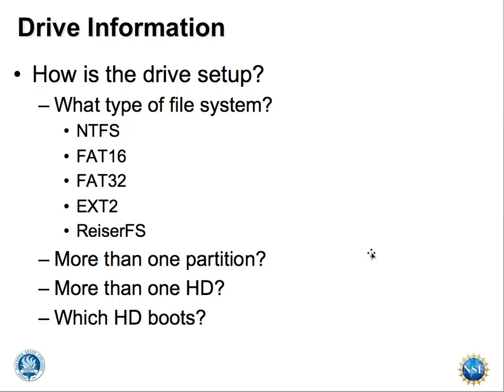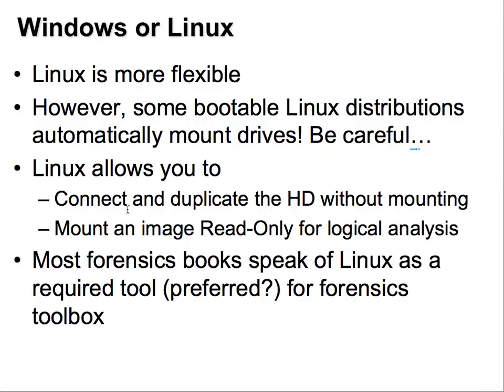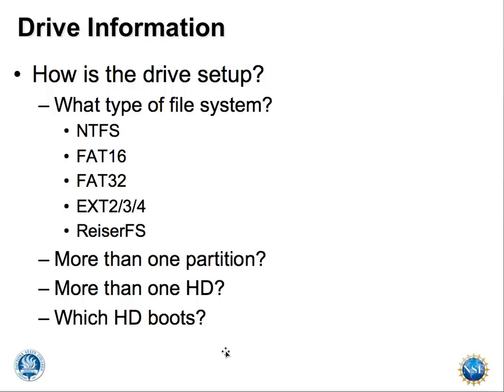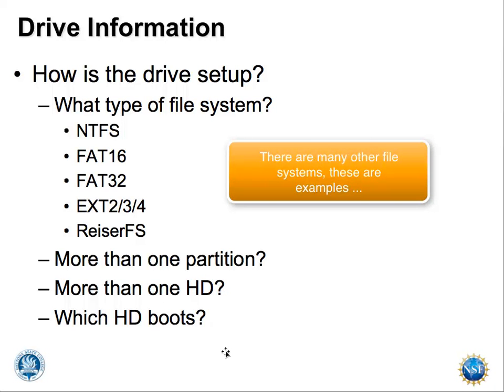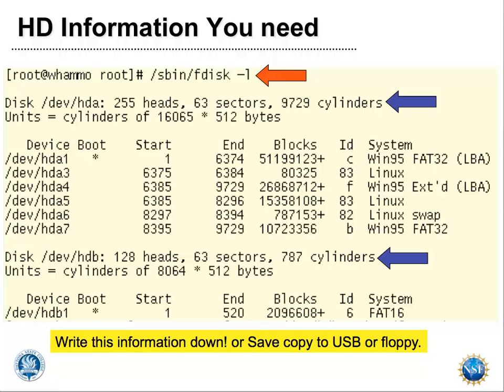So what are some of the information we want from the drives? Well, what type of file system is it? Is it NTFS, FAT16 or FAT32? Those are Windows-based systems and DOS file systems. Is it EXT2, 3, 4, and so on? EXT2, 3, and 4 are Linux-based file systems. ReiserFS is a Linux-based file system. But you need to note that, and you saw where we get that information. Right here.